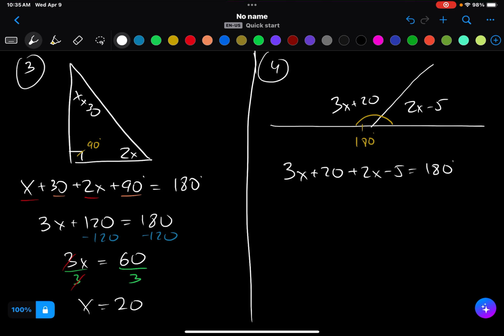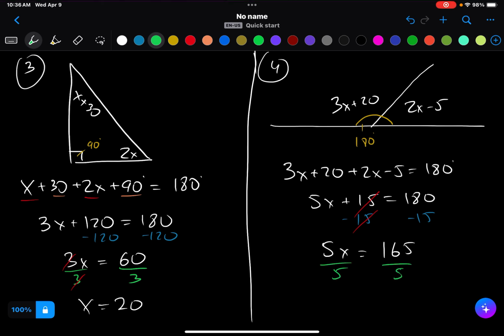Again, combine your like terms. I have 3x and 2x, that's 5x. 20 minus 5, that's 15, equals 180. And now just solve for x. Subtract 15 from both sides. So that's gone here. So 5x is just going to be 165. And then for the last step, just go ahead and divide both sides by 5 to get rid of that multiplied by 5 on the left side. And x is just going to be whatever 165 divided by 5 is, and that's 33. So that's numbers 3 and 4.